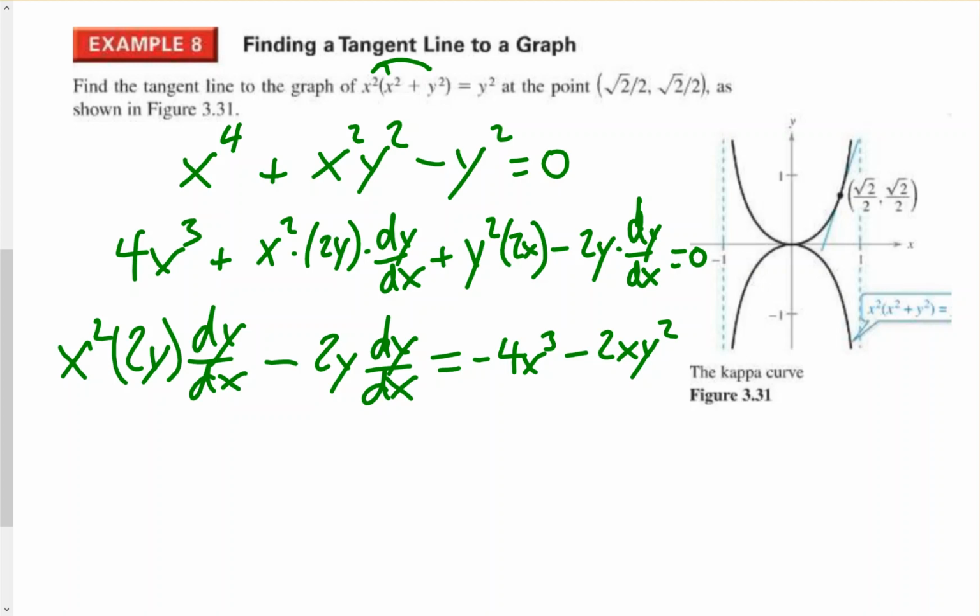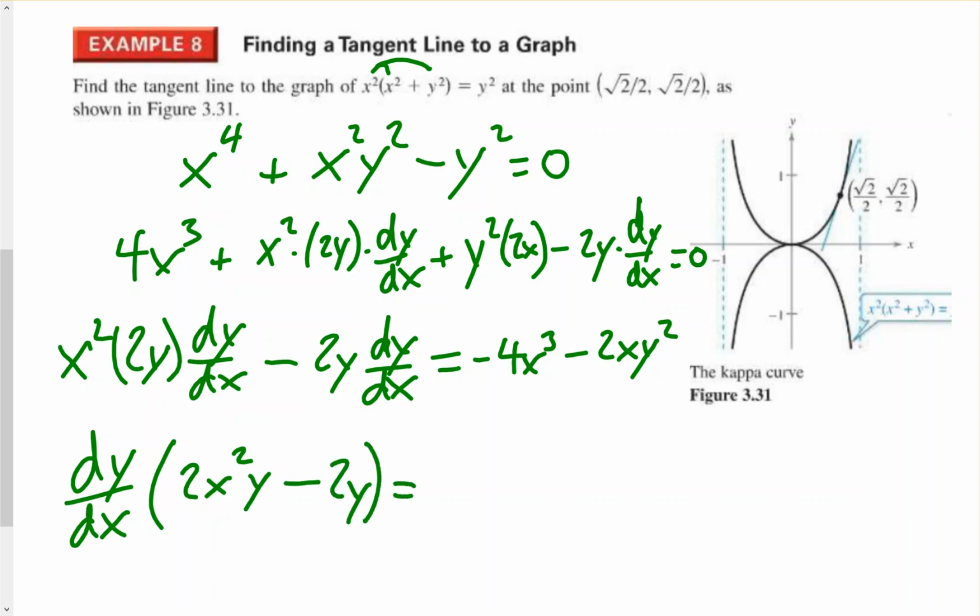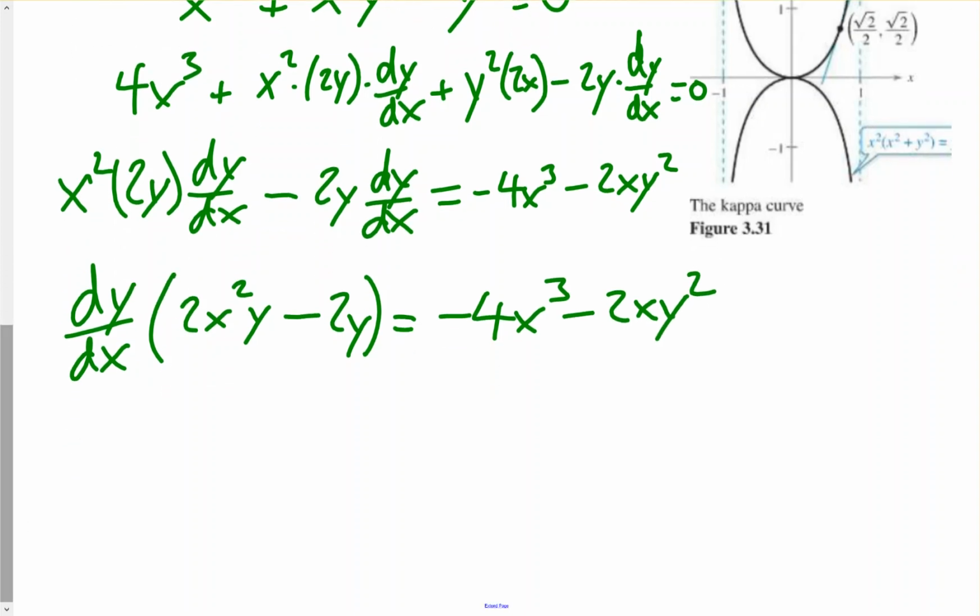Okay, so factor out the dy/dx. We have dy/dx times x squared times 2y, that's 2x squared y, minus 2y, equals negative 4x cubed minus 2xy squared. Okay, divide both sides by 2x squared y minus 2y.